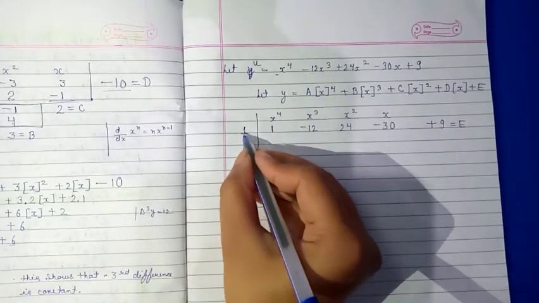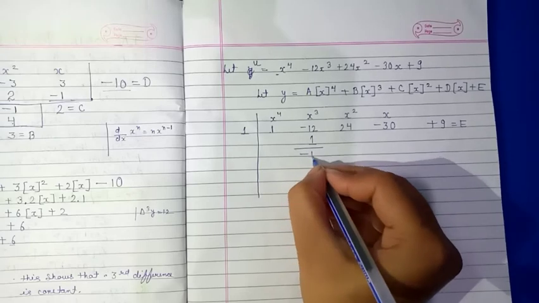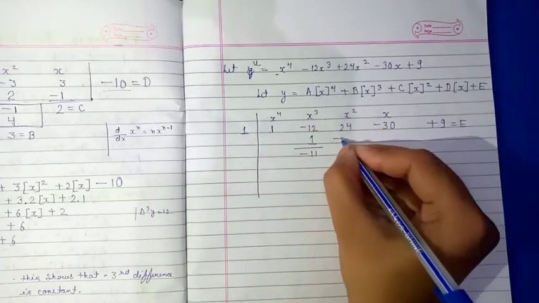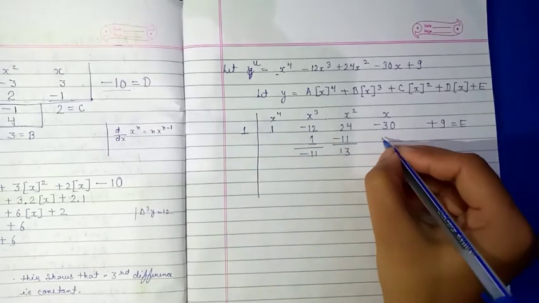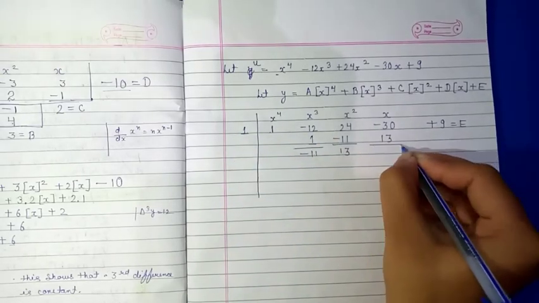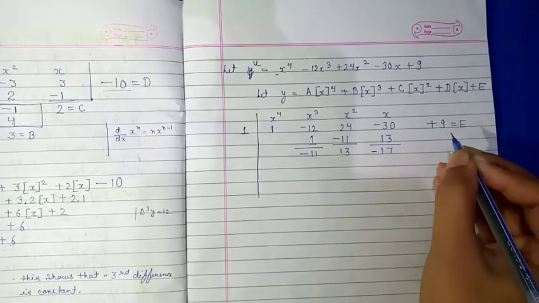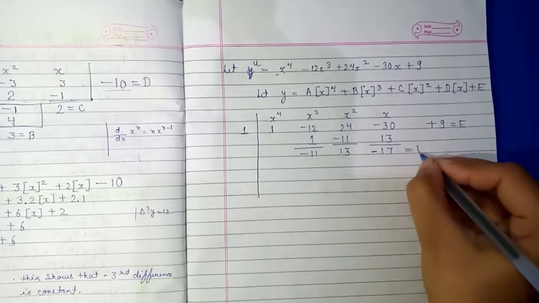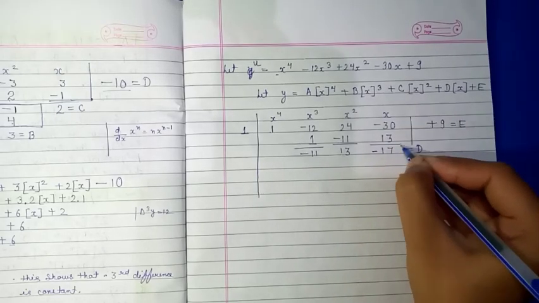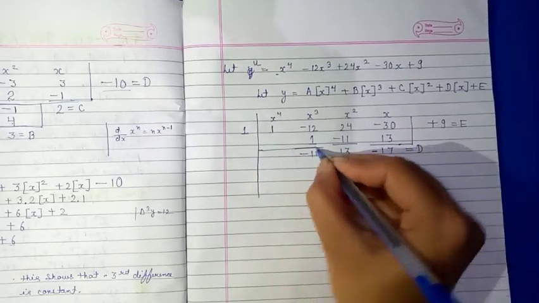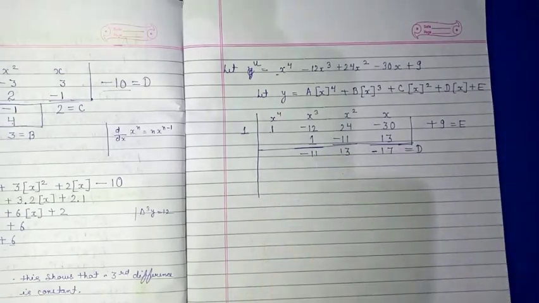Okay. Now 1 into 1, 1. Here you will do the calculation, it will become minus 11, into 1, minus 11, and it will become 13. 13 multiplied by 1 will become 13. So here you will write minus 17, and this minus 17 is known as d. Okay, so we will write like this. This is the calculation. This one is d. Now afterwards what will we do?